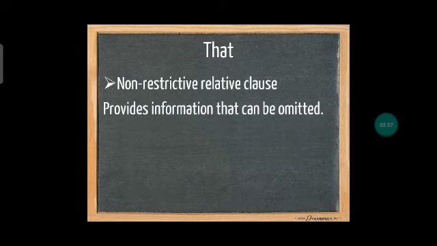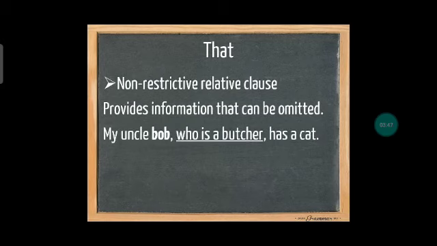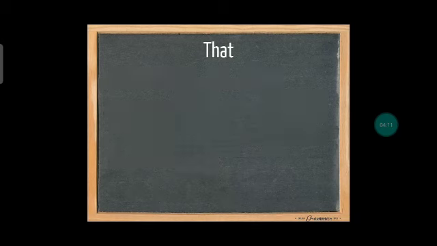Okay? Non-restrictive clause provides information that can be omitted. Again, what is the non-restrictive clause? Non-restrictive clause provides information that can be omitted. We can lift out this part of the sentence. My uncle Bob, who is a poacher, had a cat. I can omit who is a poacher. We say, my uncle Bob has a cat. As long as I can lift out a part of the sentence and it still gives meaning and is good grammar, it's a non-restrictive relative clause. Here, it's very important to determine whether you can lift out this part or not, to determine if it's restrictive or non-restrictive.